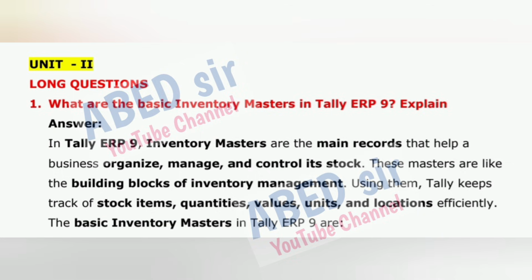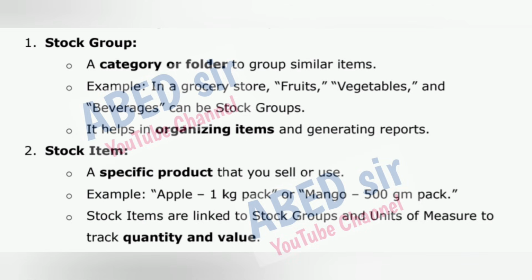The basic inventory masters in Tally ERP 9 are: 1. Stock group. A category or folder to group similar items. Example, in a grocery store, fruits, vegetables, and beverages can be stock groups. It helps in organizing items and generating reports. 2. Stock item. A specific product that you sell or use. Example, apple, 1 kilogram pack, or mango, 500 grams pack. Stock items are linked to stock groups and units of measure to track quantity and value.